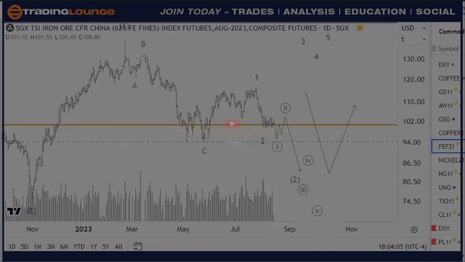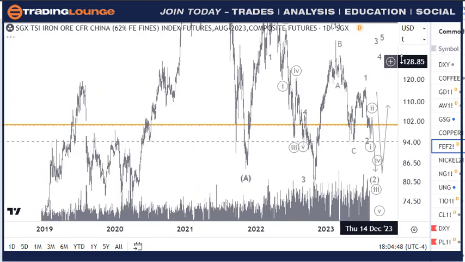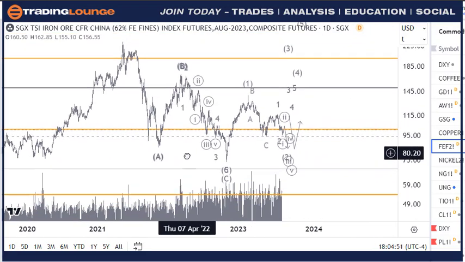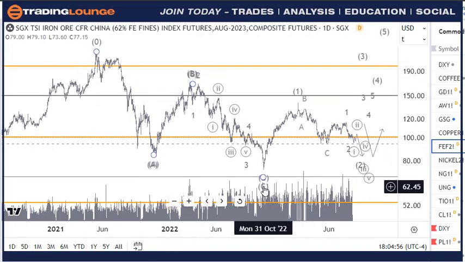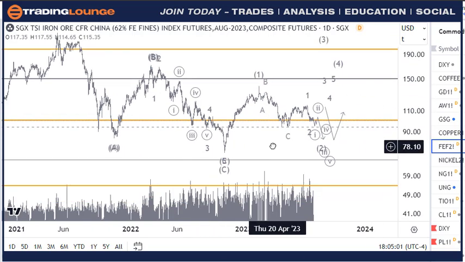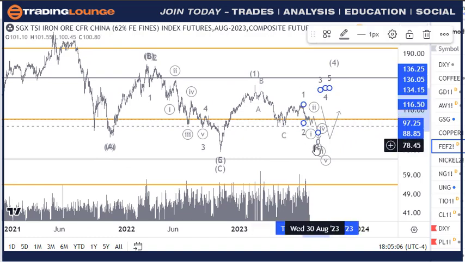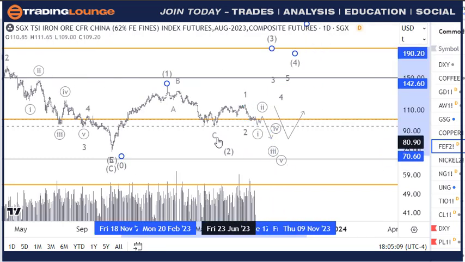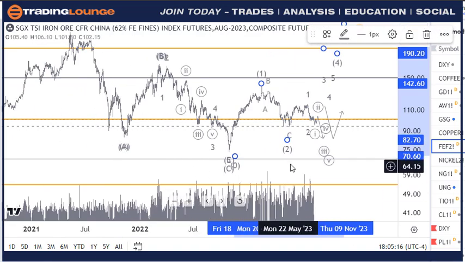Nickel, iron ore here. With iron ore, when we look at the Singapore seaborne pattern, we can view it as an A, a B, and a C wave down, and then wave 1 here, and we can put this wave 2 here. Where's my big wave 2? We can put this big wave 2 over here, or we could bring it down further. The Chinese market is a little bit different.